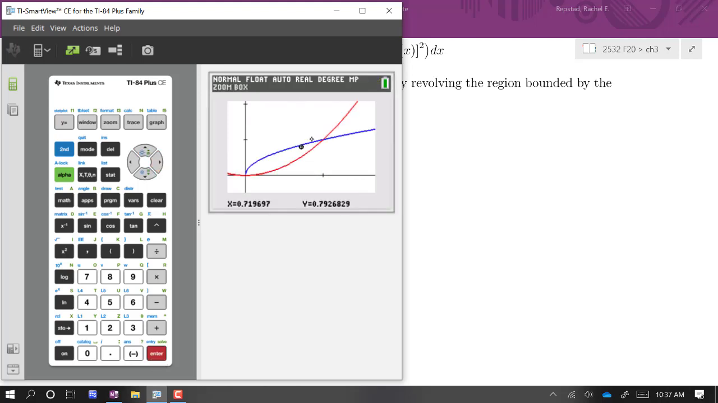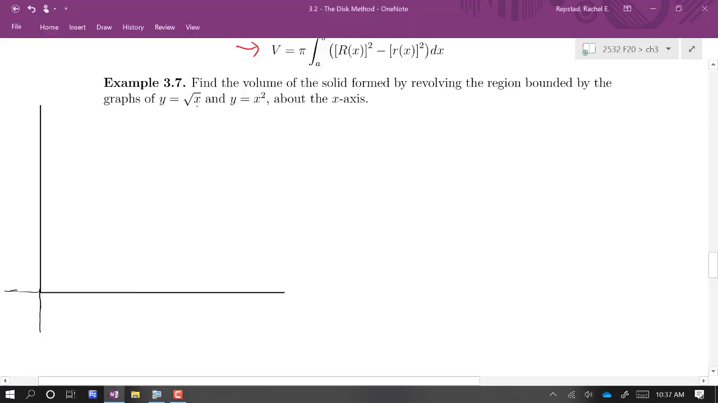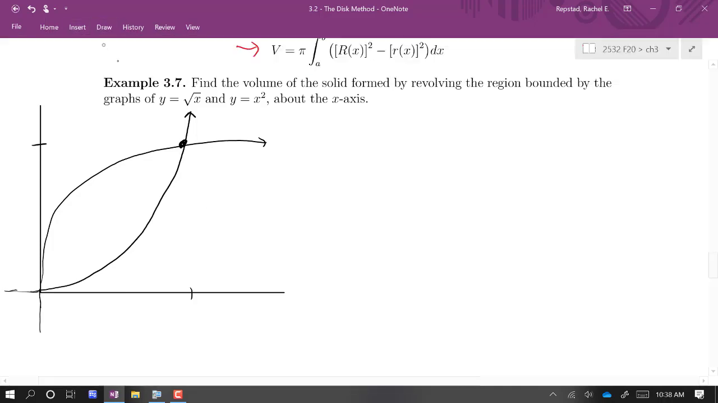And so we can see they actually intersect. This will not be surprising once we see it and state it. They intersect at 1, 1, right? Clearly, algebraically, if you solve this, they both have to go through the point 1, 1. So here's 1, here's 1. The square root of x is the one that bends up like this, and x squared has this opposite curvature to it. So there's the region, and we're revolving it about the x-axis.